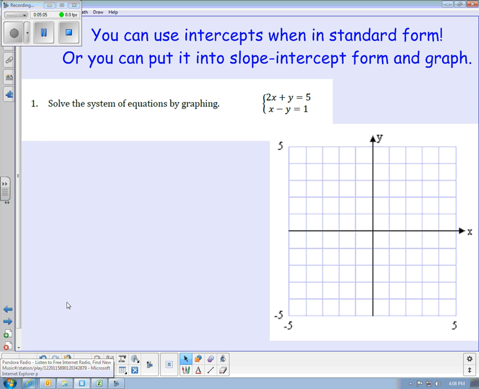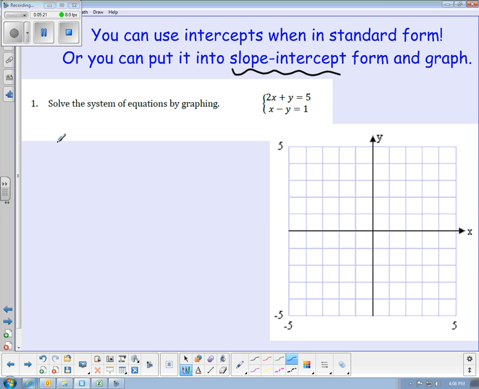Now let's do some practice with graphing equations. We have a couple choices with graphing equations. You can either use the intercepts, the x and y intercept, to put them on the graph, or you can put it into slope-intercept form. Now I typically like to put things into slope-intercept form just because I think that's how we're used to graphing them.